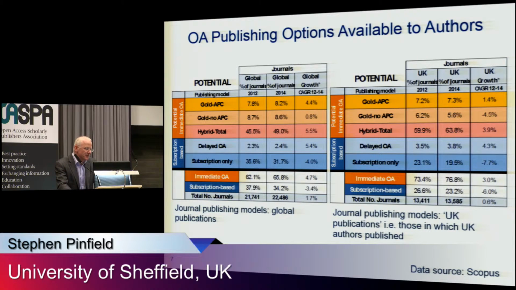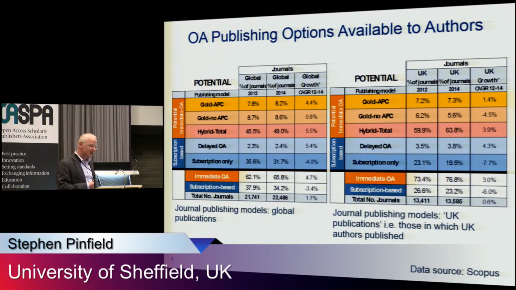So you can see that, for instance, gold OA options, both in terms of APC ones and non-APC ones, constituted about 17% of the proportion of journals globally in the Scopus database. Hybrid, 49%, and the rest subscription only, apart from a small percentage of delayed open access journals. In the UK, the availability of options for gold is slightly lower than that, but hybrid quite a lot higher, 63%, with the remainder subscription and a smallish proportion still of delayed OA.